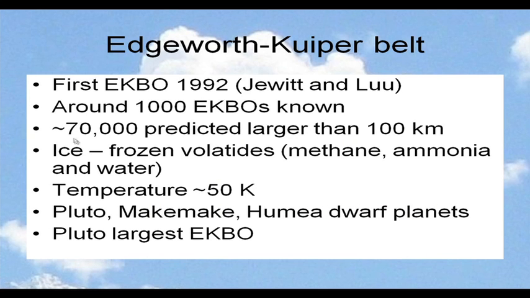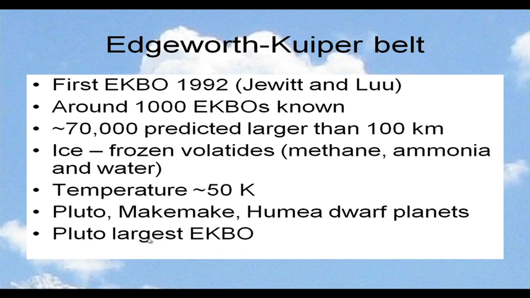So, these objects which have been discovered beyond Neptune are mainly ice. They are frozen volatiles: frozen methane, ammonia, water and other volatile substances. The temperature in these parts of the outer solar system is 50 Kelvin, extremely cold, where all of these things are frozen, and Pluto is the largest known Edgeworth-Kuiper belt object. So, these are objects beyond Neptune.